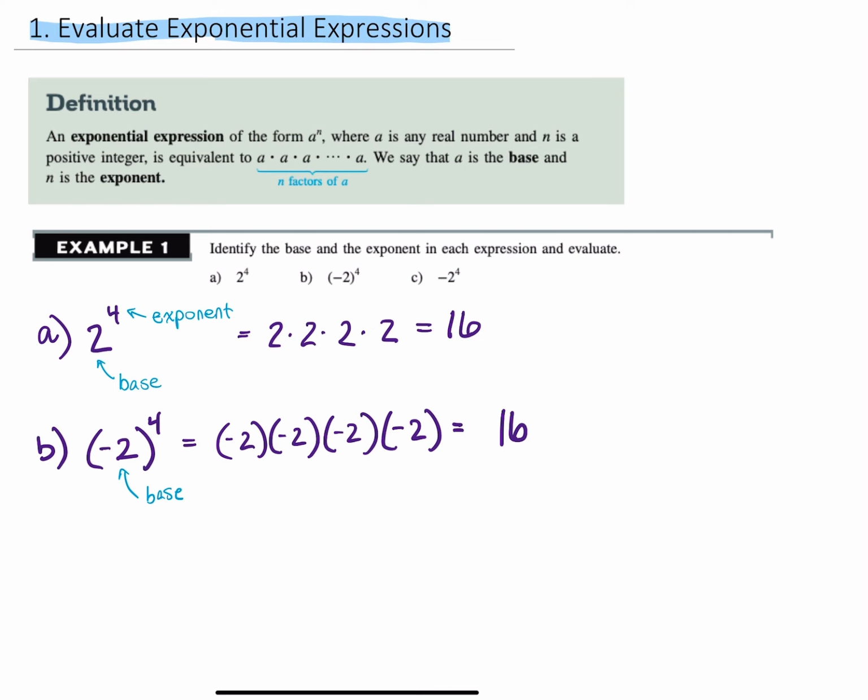So let's look at part C. C is just negative 2 to the fourth power. They don't include the negative in parentheses like in part B. So in this case, our base would just be positive 2, and the negative is out there in the front. So this would be negative and then your 2 times 2 times 2 times 2. We'll get the 16, but then the negative will apply to the 16. So this result would be negative 16.